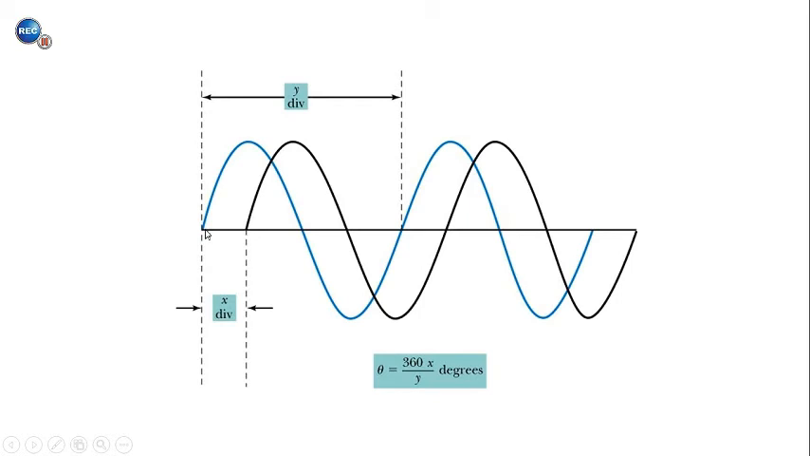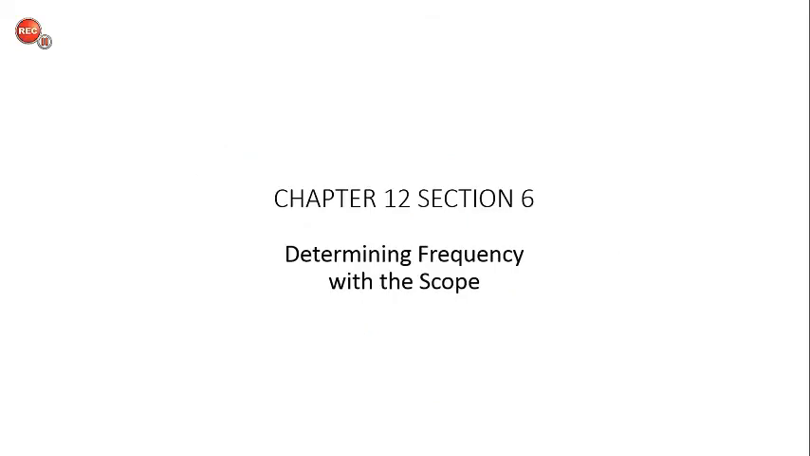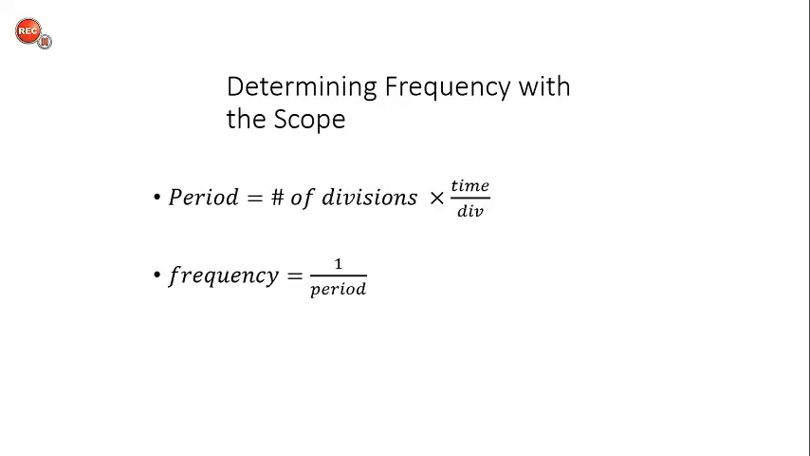This is section 6. It's determining frequency with the scope. The period of the waveform is going to be the number of divisions that one complete period occupies times the value of the time per division setting of the time per division knob. Again, each division in the horizontal represents a certain amount of time, which can be set with a dial on the front of the oscilloscope. Whatever that dial is set to, we can multiply by the number of divisions of a complete period, and that will tell us the period of the waveform. That answer will come out in seconds. We can calculate the frequency once we know the period. 1 divided by the period is the frequency.